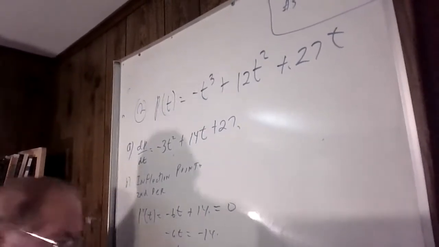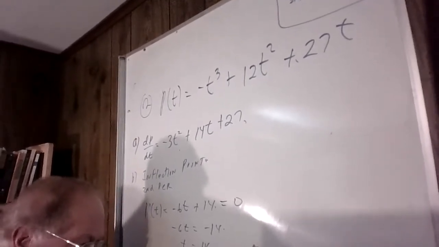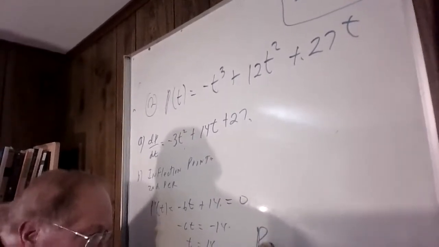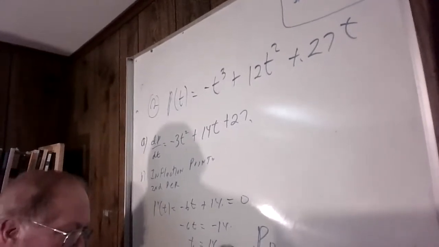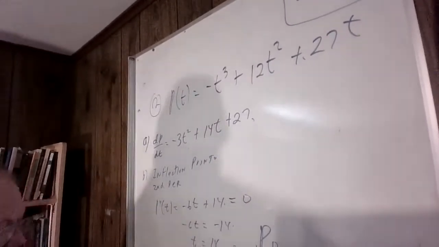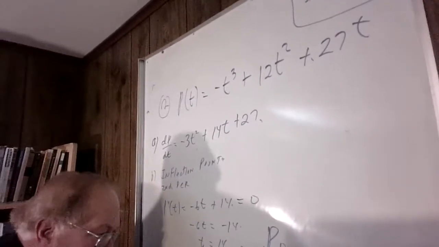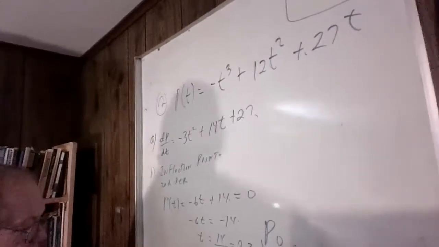Now this is a possible inflection point. I should write bigger. 14 over 6 is 2.3, right? Yeah, 2.3. I'm sorry, the decimal was hidden. The decimal was infinitesimal.